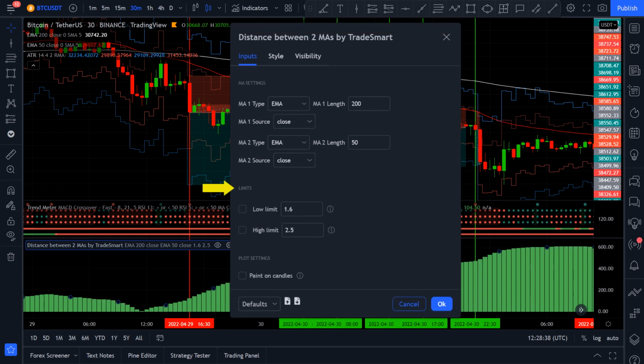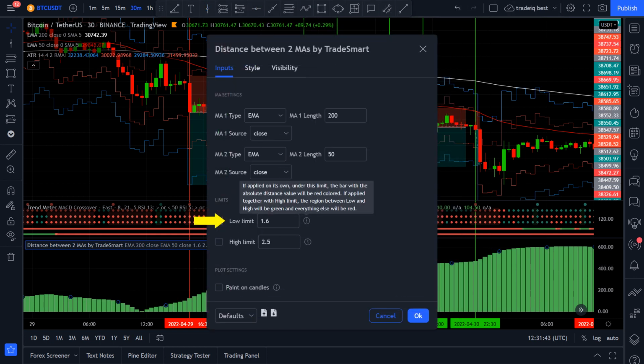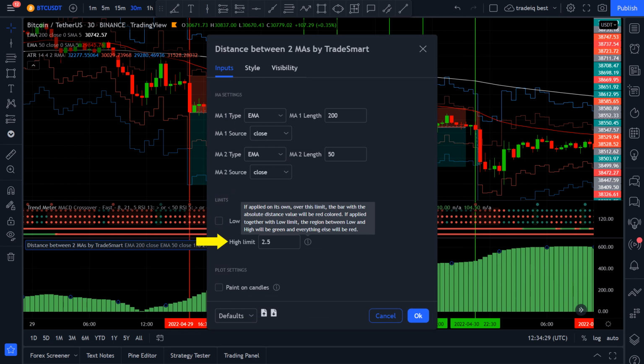Under the MA settings, you can set the limit levels. Low limit means the shortest distance that needs to be between the two moving averages. Therefore, the high limit means the biggest distance between the two EMAs that is still acceptable. This limit can work as filtering overextended market periods.